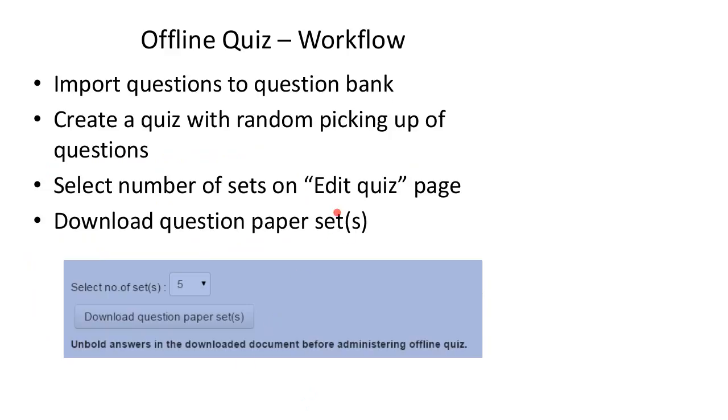So this is the workflow. We all know how to import questions to the question bank, create a quiz with random picking up of questions, select the number of sets on edit quiz, and download question paper sets. Here we provided the option of 1 to 10 sets. They can pick any number of sets between 1 and 10 and click on download question paper sets. Here instructions are provided to unbold answers in the downloaded document before administering the offline quiz. This is very useful.